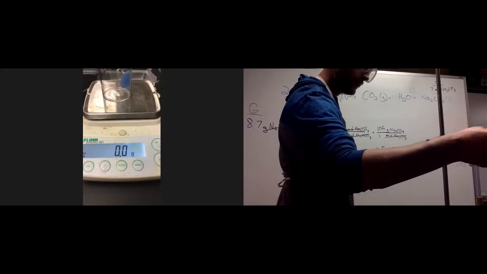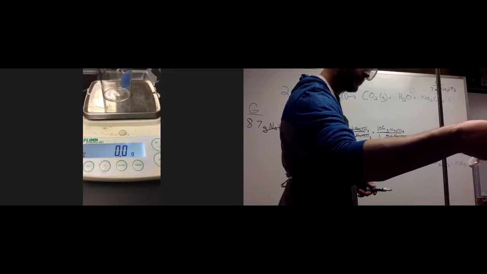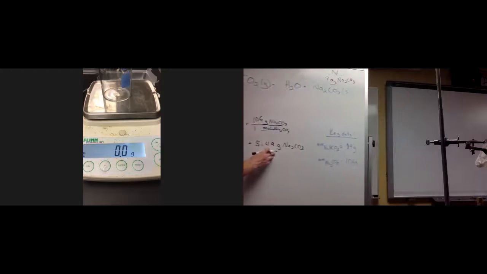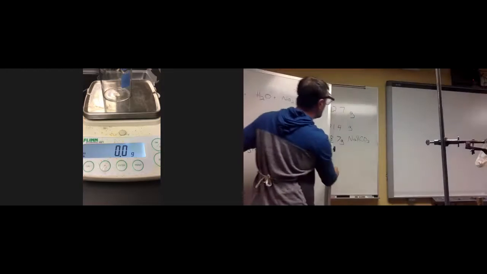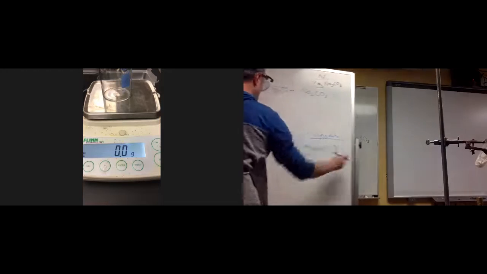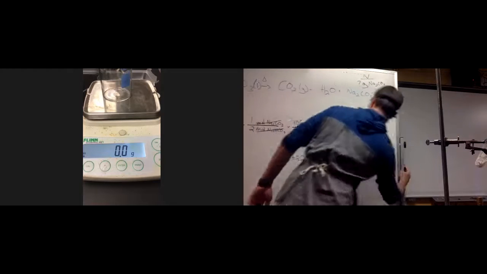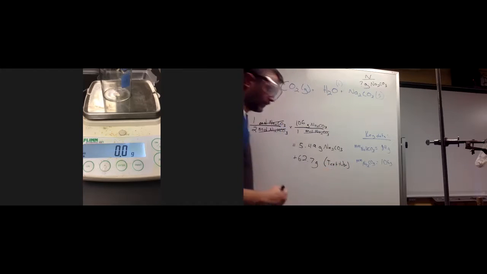I need to account for the mass of my test tube also. I've got a clump in here that I'm trying to break up. That's what you see me doing with my arm in front of the camera there. So 5.5-ish grams of sodium carbonate plus 62.7 grams. That's the test tube. 62.7. Did I say that right? Yeah, 62.7 grams. And I'll label that test tube again, just so we don't forget where that mass came from.